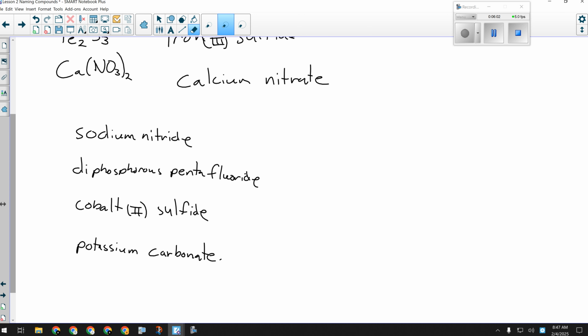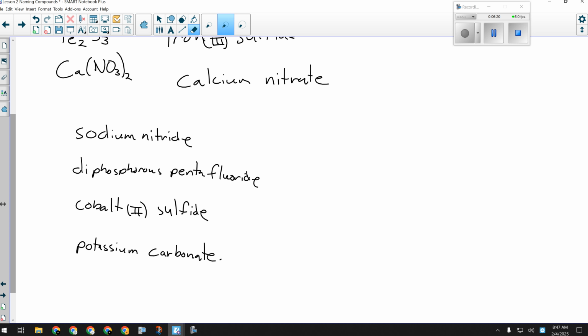Okay, I would like the formulas for those, please. And in case you can't read my writing: sodium nitride, diphosphorus pentafluoride, cobalt 2 sulfide, and potassium carbonate.